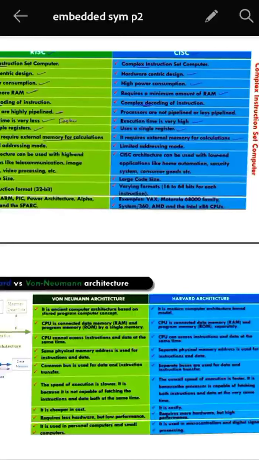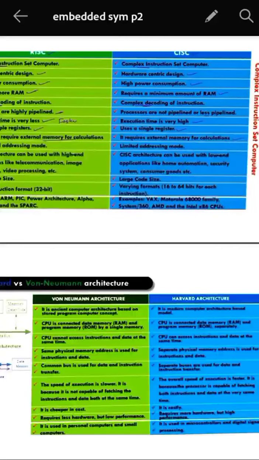Von Neumann architecture is cheaper in cost, and Harvard is costly. Von Neumann requires less hardware but gives low performance, but Harvard architecture requires more hardware and gives high performance. The performance of von Neumann is less compared to Harvard architecture. Von Neumann architecture is used in personal computers and small computers, whereas Harvard architecture is used in microcontrollers and digital signal processing.